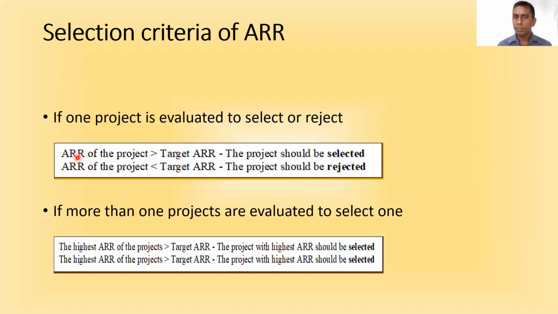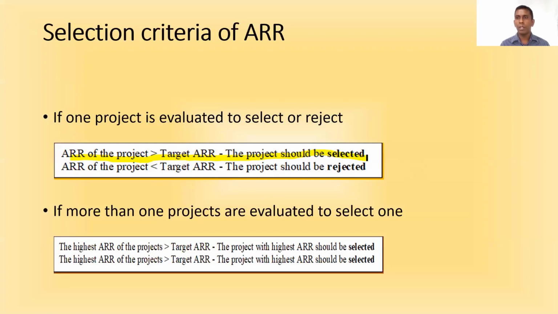It talks like this: if the ARR of the project is greater than the target ARR, the project should be selected. Right? The project should be selected. I'm talking about this one. Look at it. Okay, my dear students, here we have just one project, project A. Right? When we calculate project A's ARR, say it is 22%.